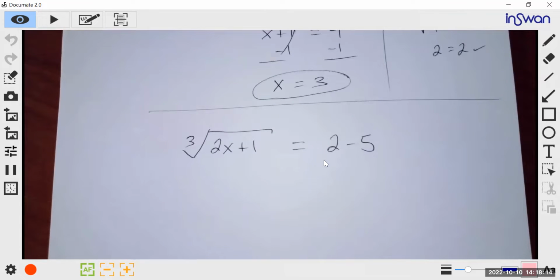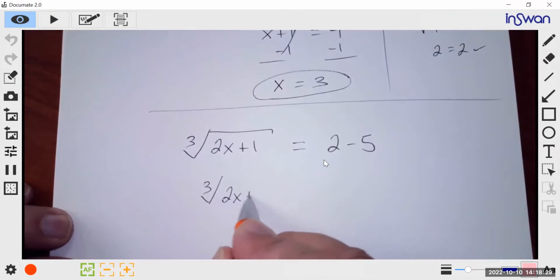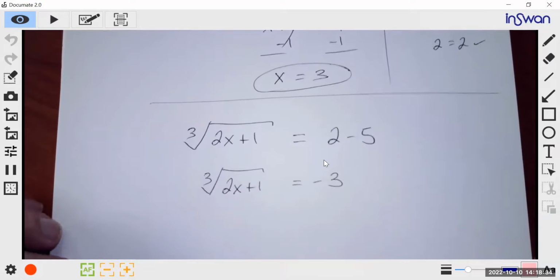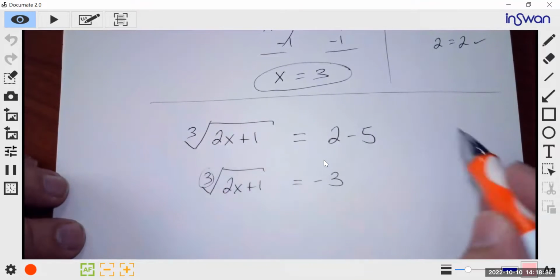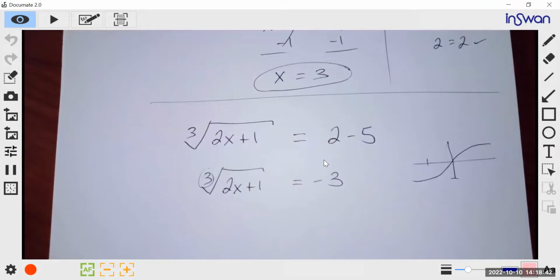How about this one? What do you got to do first? That's a root, right? 2 minus 5 is negative. That can't be a negative, right? It's a cube root. If you remember the graph of cube roots, it can be negative, it can give you negatives. So be very, very careful about that.